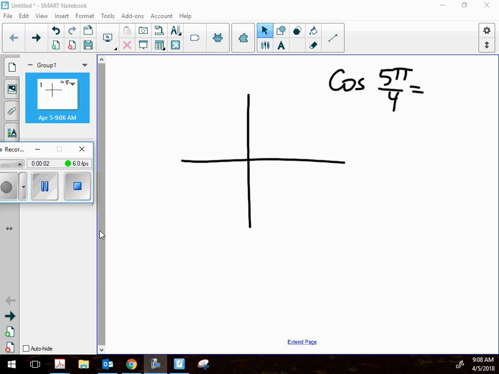Okay, for today, we are starting with cosine of 5 pi over 4. Tell me one reason you know this is not an inverse trig question. Yes? Doesn't have the little -1. Okay, if this was an inverse trig question, it could have had that.